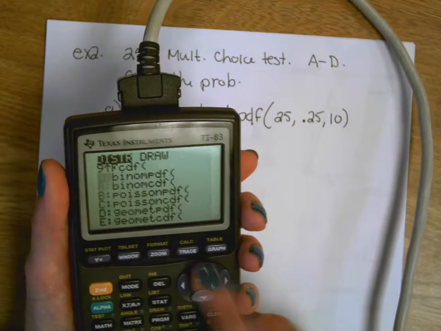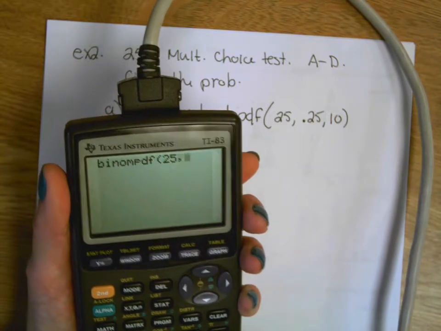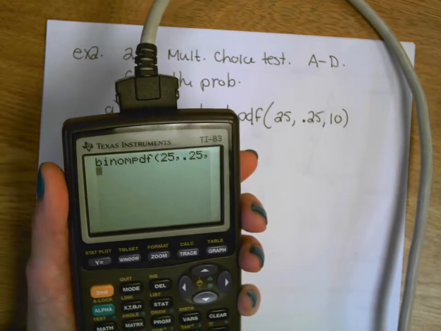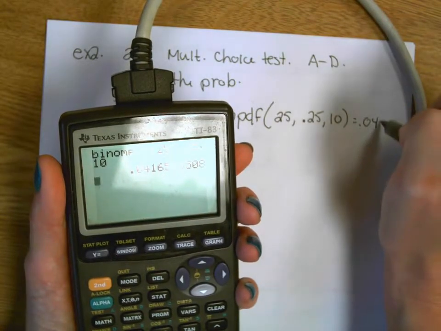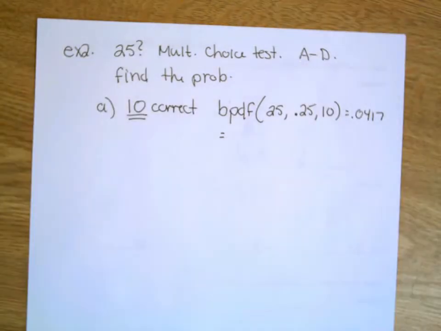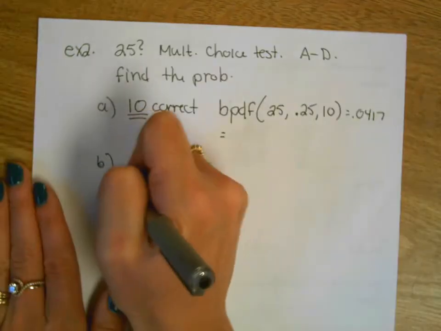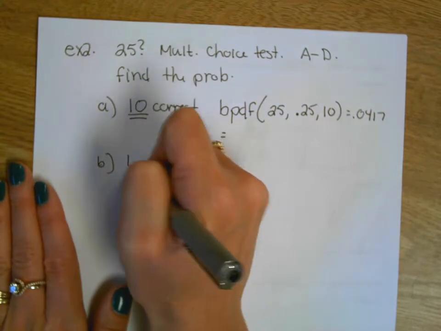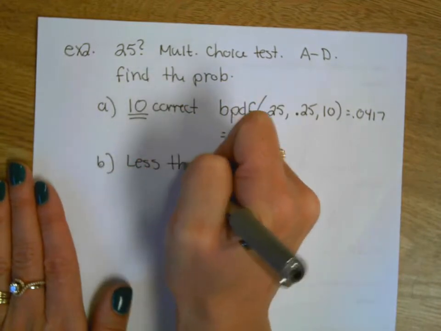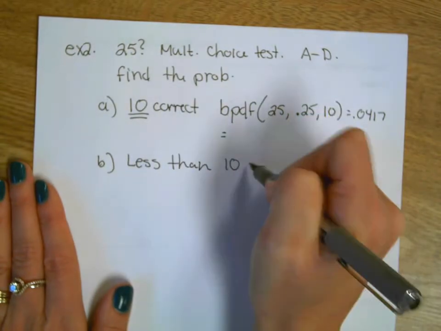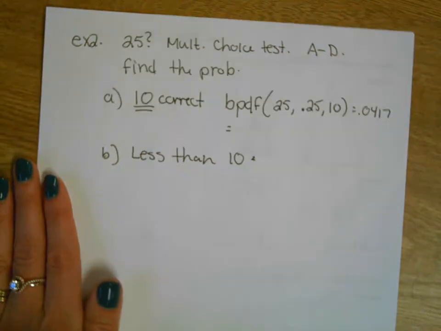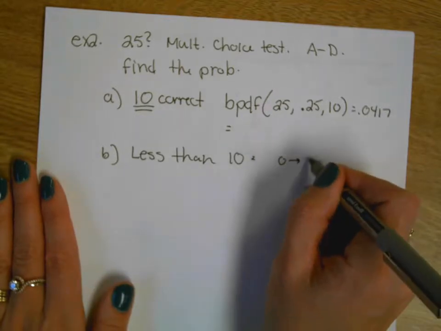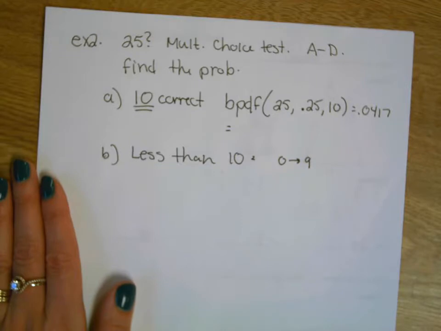Binom PDF, 25, comma, 0.25, comma, 10. 0.0417. Okay. What's the probability you get less than 10 correct? Pretty high if you just guess. So what probabilities do we want here? I want less than 10, 0 through 9. So you need to use CDF. We want 0 through 9, so CDF would be your choice.